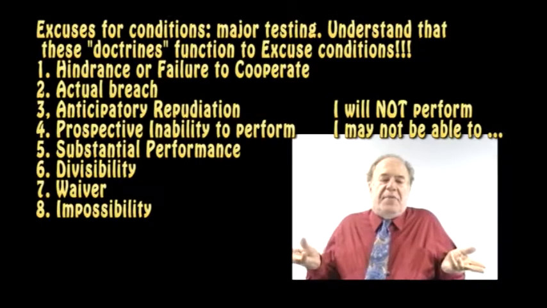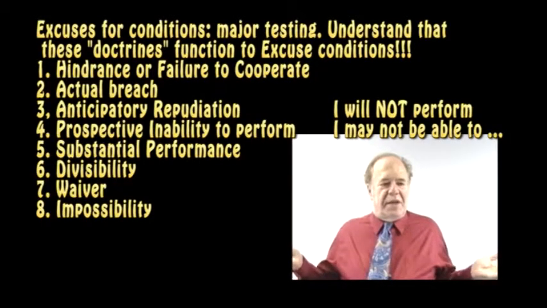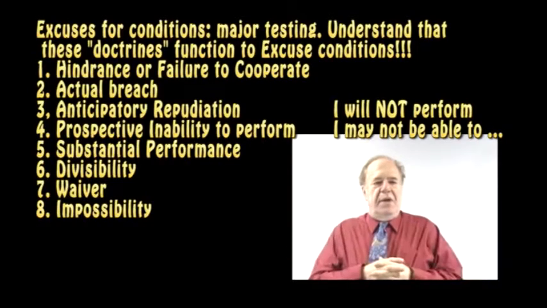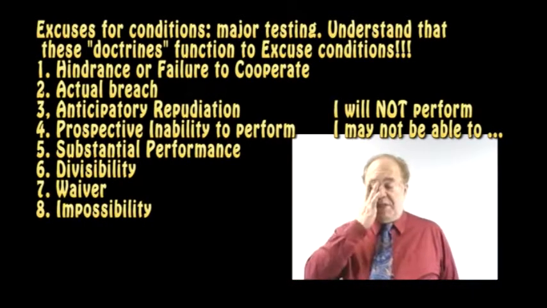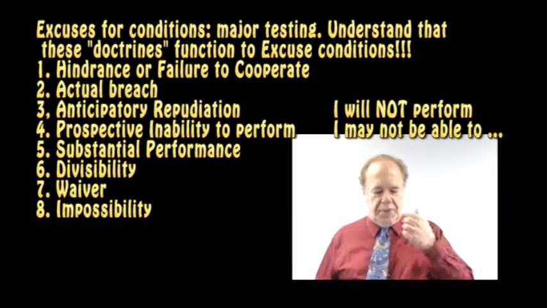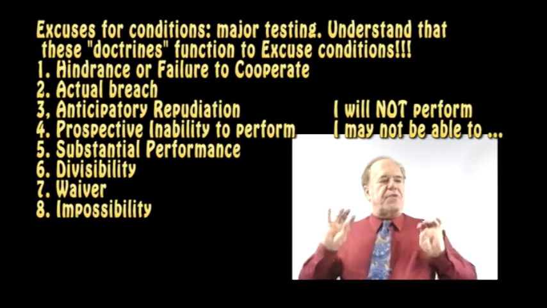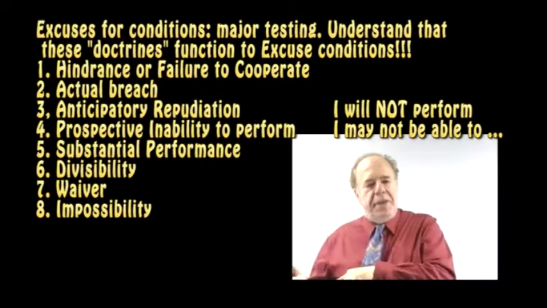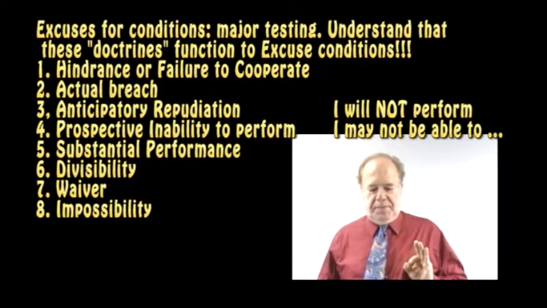I may not be able to perform. My employees may go on strike. I'm worried about going broke. You read in the paper that the other company is having trouble paying their bills. Any kind of information that suggests the other party to the contract may not be able to perform may raise a question of prospective inability. See, it's inability to perform rather than repudiation.